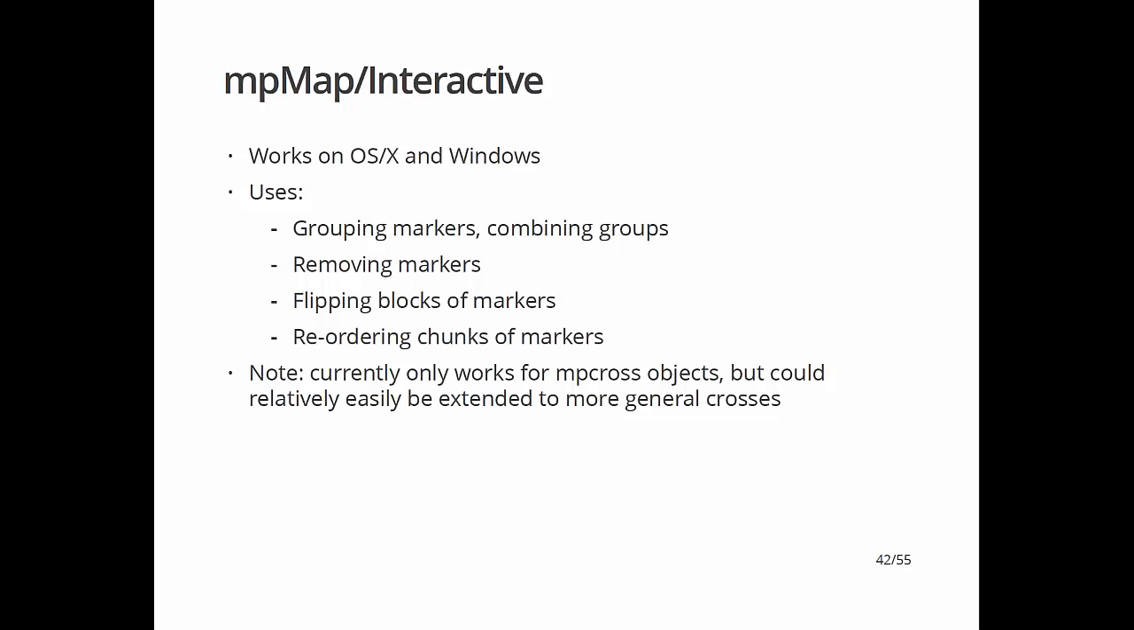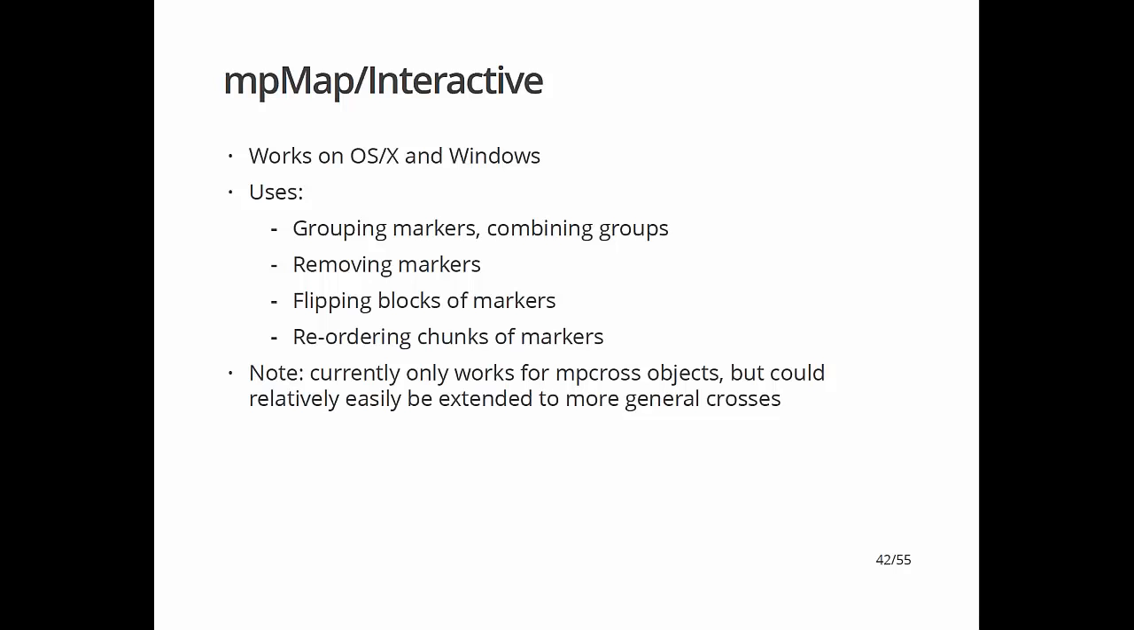That's what allows you to group markers, combine groups, remove markers, flip them, and reorder chunks. Although it currently only works for MP cross objects, if someone's really interested in using it for more general crosses, the main thing you have to do is to calculate your recombination fraction matrix and then input it into the structure that's being created. So this is a question that came up, so maybe this is a good time to address it.